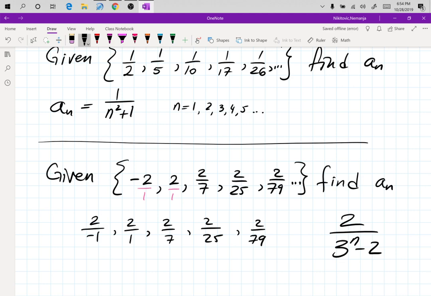And then you ask yourselves, what are these numbers close to? This one is clearly 5 squared.